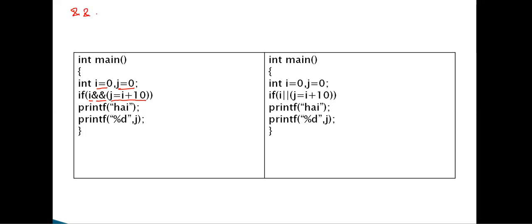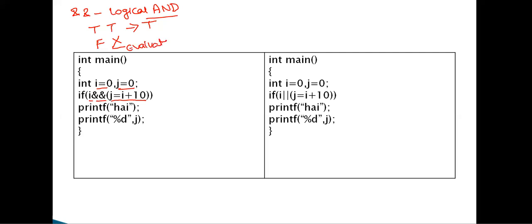What do you mean by double ampersand? Double ampersand is the logical AND operation. What is the property? The property is if both the expressions are true, then the result is true. If one is false, the result is false. One more additional property is if the first expression is false, the second expression is not evaluated.